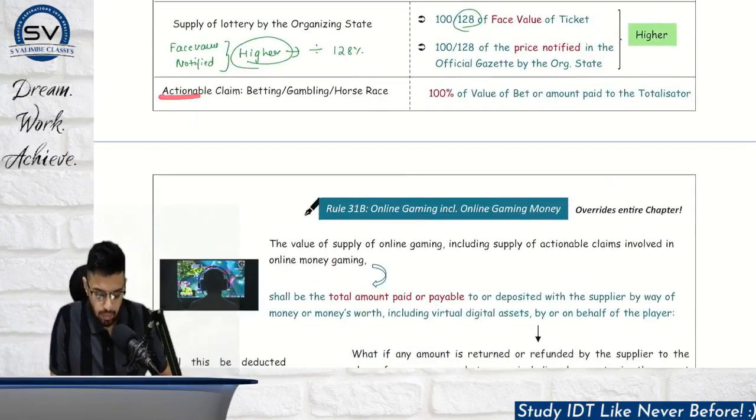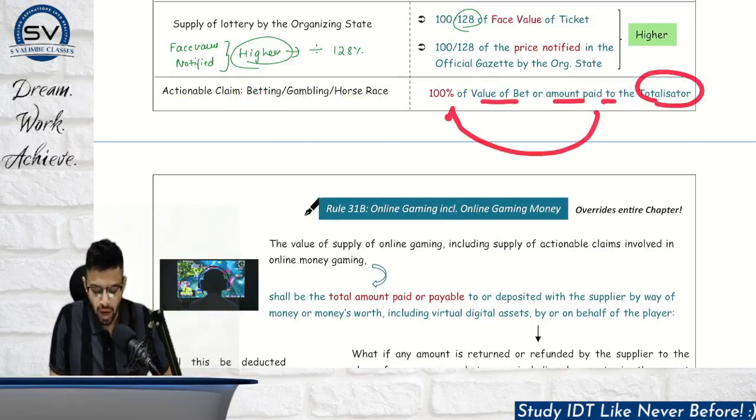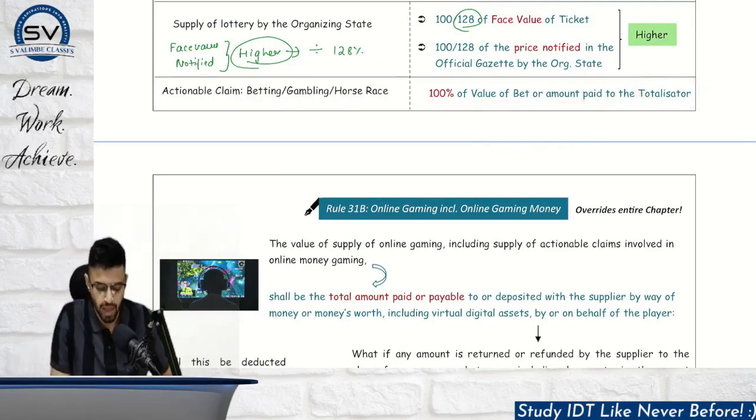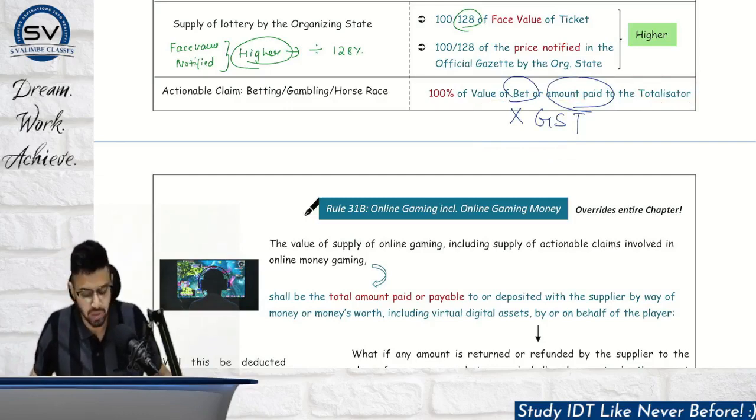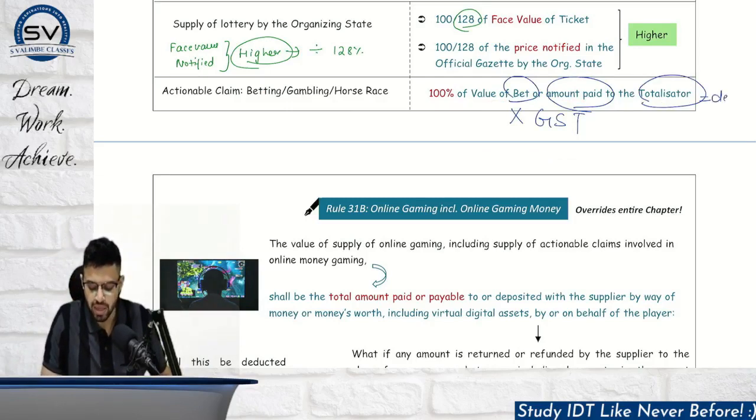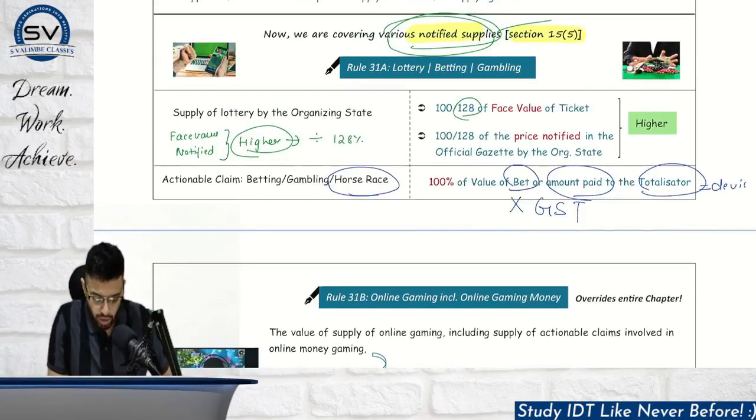Actionable claim of betting, gambling, horse race. You already know that these are taxable under GST. These happen to be specified actionable claims. So for betting, gambling, horse racing, whatever the value of bet or amount paid to totalizer, 100% of that value is your value of supply. On that, you apply GST. So whatever the bet amount is given or total amount is given, that we have to take as value of supply. Totalizer is the device that is used to match all the bets in horse racing and all those cases, right? So that is if you are talking about lottery or betting, gambling, horse race.